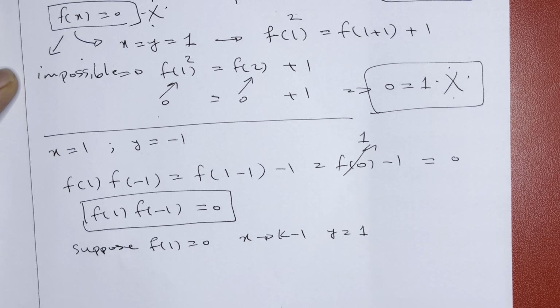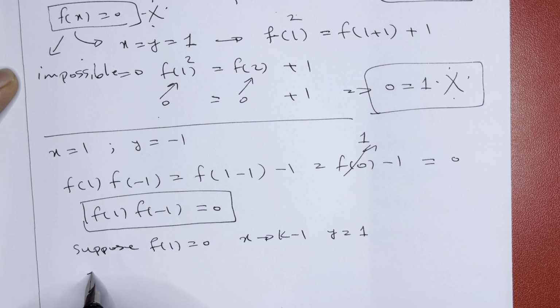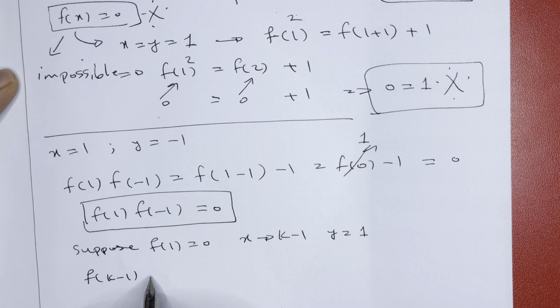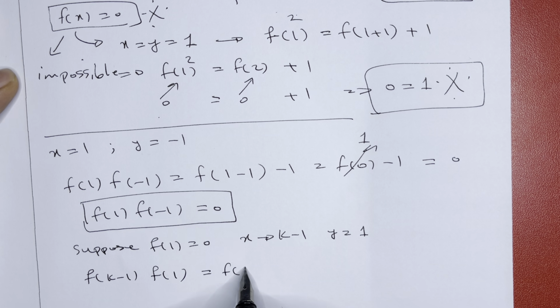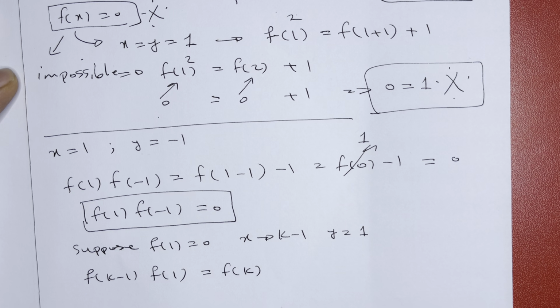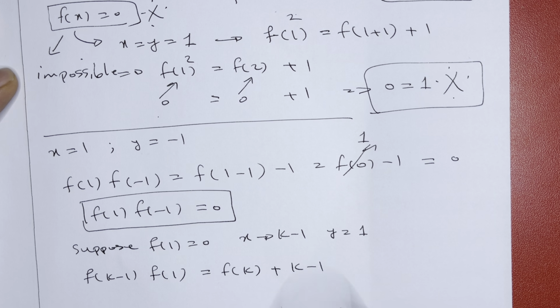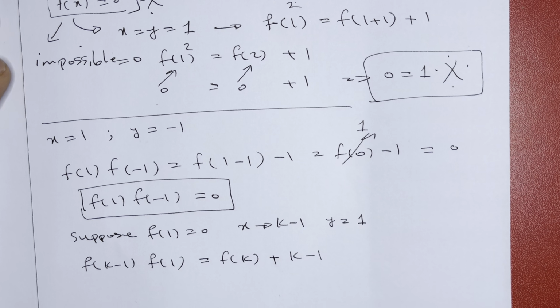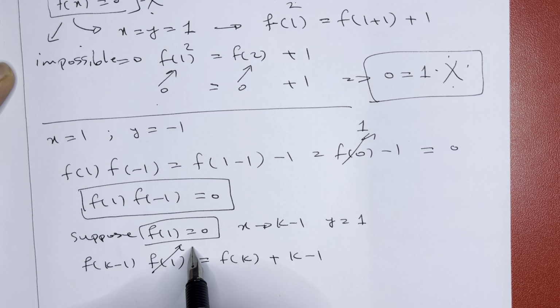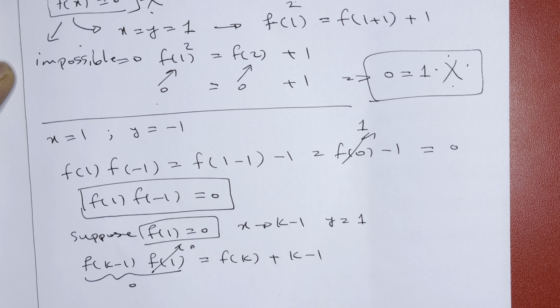Now let's take a look: if we put x equal to k - 1 and y equal to 1 in the original equation, what do we get? We get f(k - 1) times f(1) is f(k - 1 + 1), which is f(k), plus (k - 1) times 1, which is k - 1. So if f(1) is 0, then this term is going to be 0, and the whole term here is going to be 0.